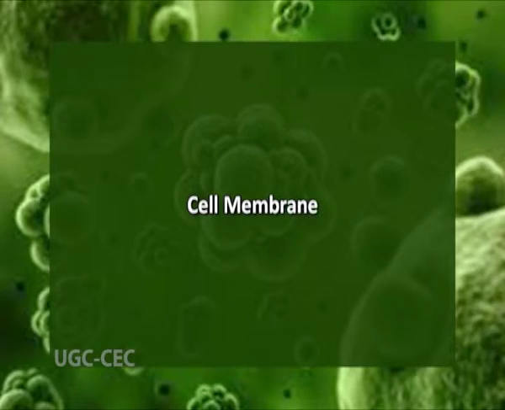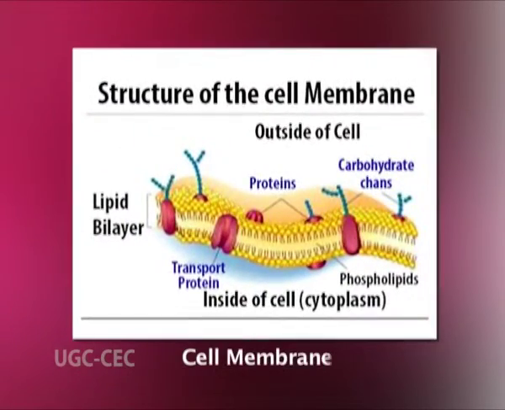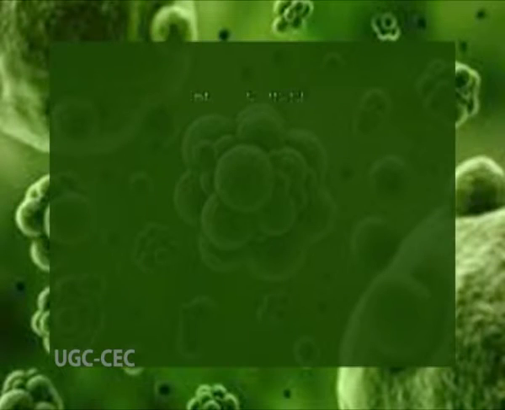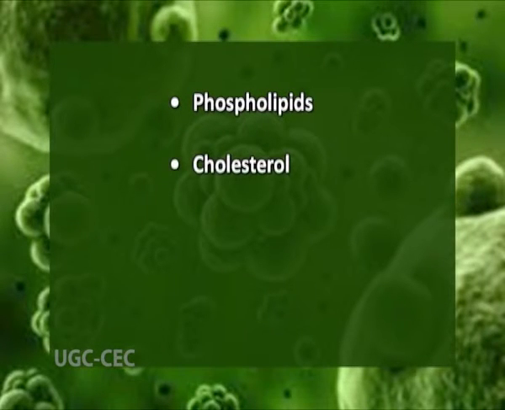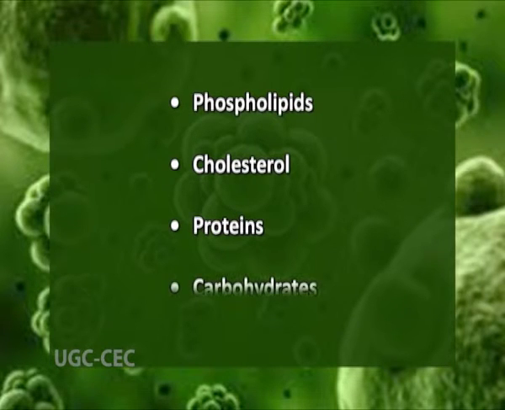Cell membrane. A cell is the basic unit of life, and all organisms are made up of one or many cells. One of the things that all cells have in common is the cell membrane. It is a barrier that separates the cell from the surrounding environment. This outer boundary of the cell is also called the plasma membrane. It is composed of 4 different types of molecules: first, phospholipids, then cholesterol, proteins, and carbohydrates.